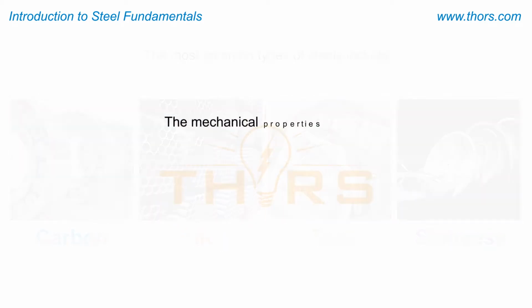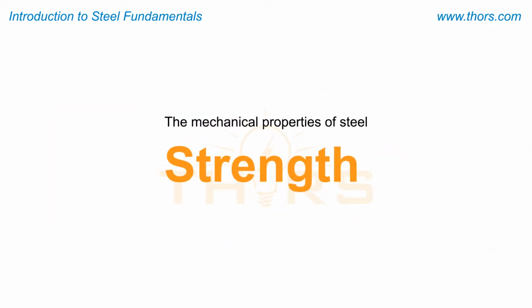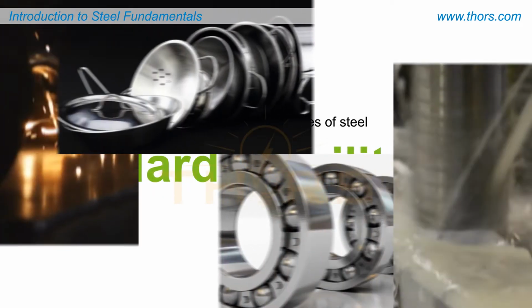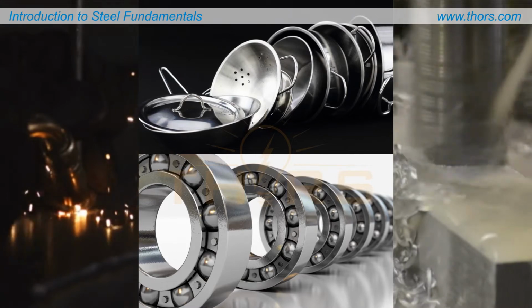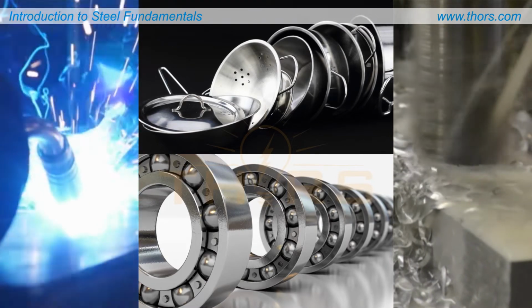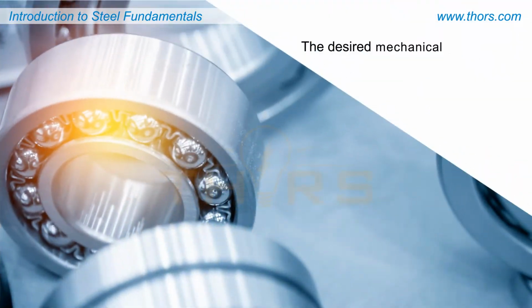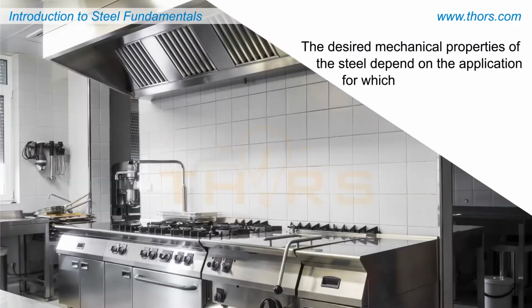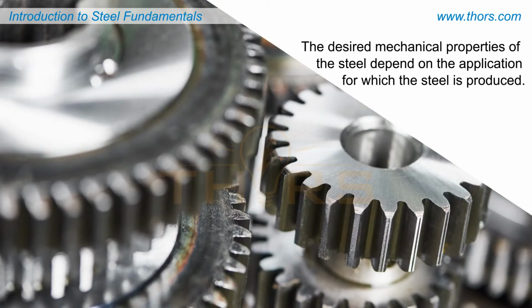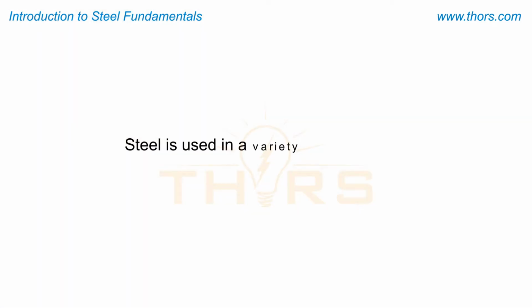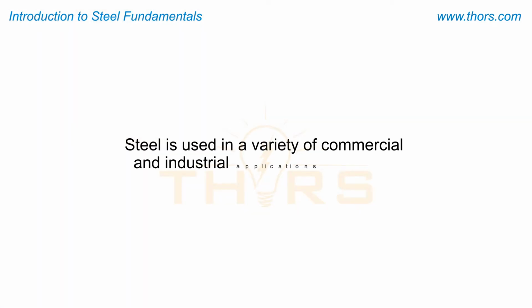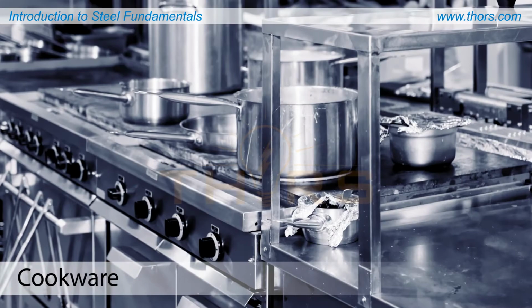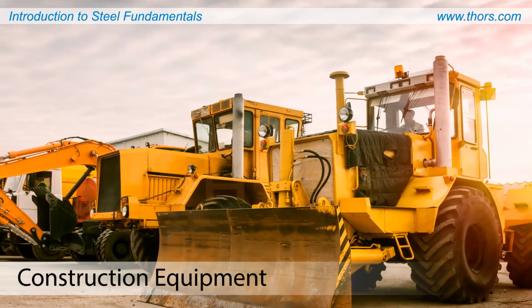The mechanical properties of steel, such as strength, machinability, and hardenability, are important to understand prior to utilizing the steel for various products. The desired mechanical properties of the steel depend on the application for which the steel is produced. Steel is used in a variety of commercial and industrial applications worldwide, including vehicle parts, cookware, and construction equipment.